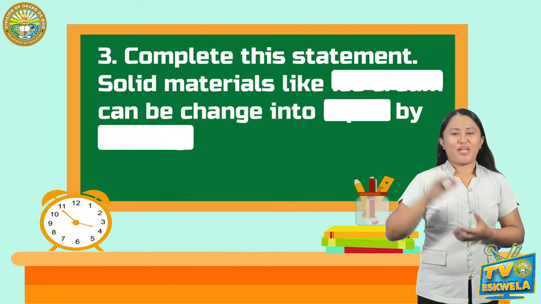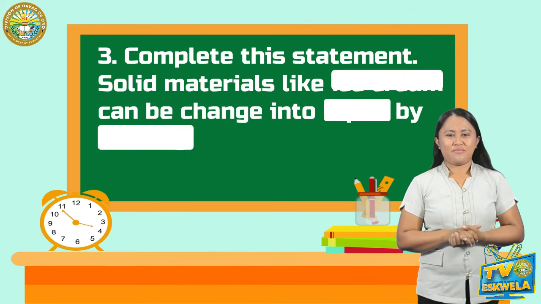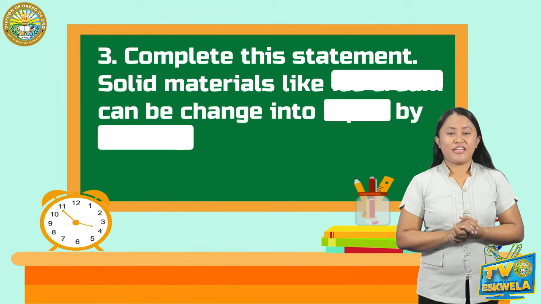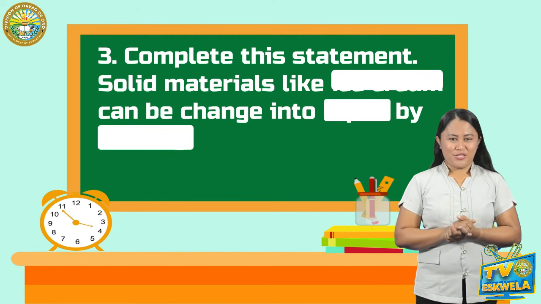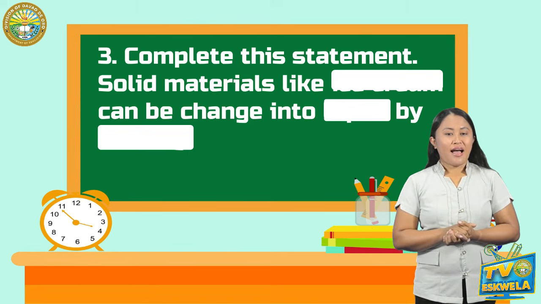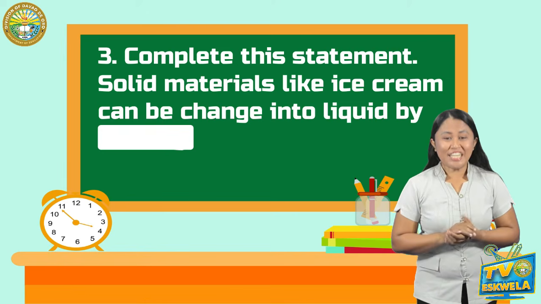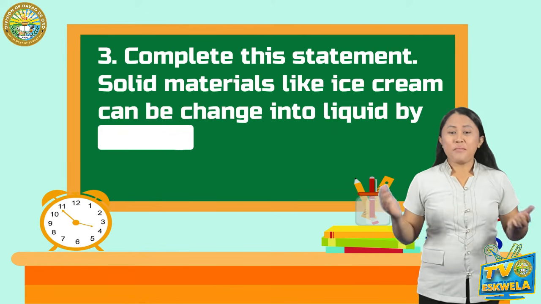Number 3. Complete this statement. Solid materials like, can be changed into, by. And now, let us answer. Solid materials like ice cream can be changed into liquid by melting.